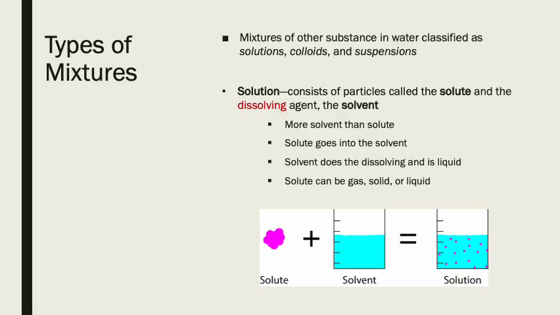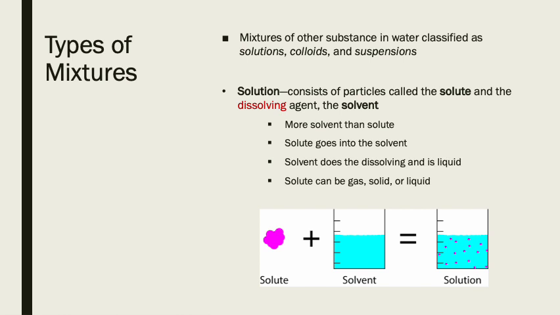So there are different types of mixtures. Mixtures of other substances in water are called solutions, colloids, and suspensions. If we take anything else and mix it into water, it becomes one of those three things.